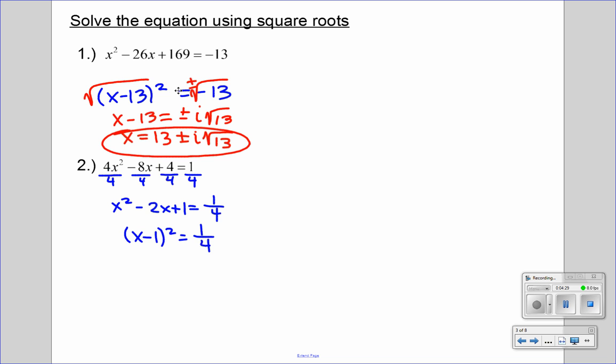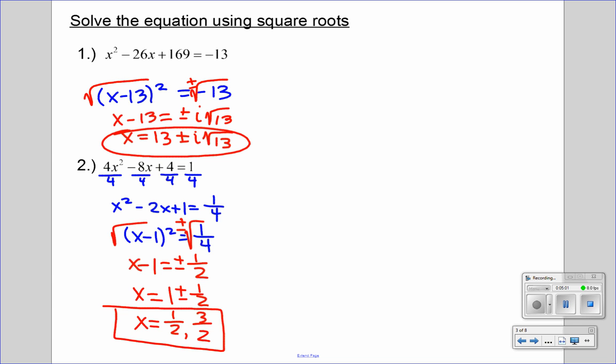Now we can square root both sides. Plus or minus, so we now have x minus 1 equals plus or minus 1/2, because the square root of 1 is 1 and the square root of 4 is 2. So we now have x equals 1 plus or minus 1/2, and we can simplify that as x is equal to 1/2 or 3/2. There we go for that one.